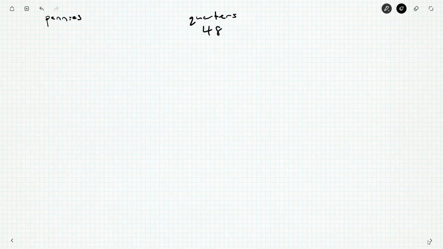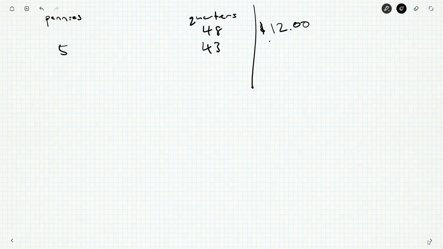And now if we had all 48 in quarters, what would we have for our total? Divided by 4, we'd get $12. That's a lot. And if we take 5 of these and convert them into pennies, we'll have 43 quarters, which I'm going to have to grab my calculator in order to work with, but 43 times 0.25 is 10.75 plus the 0.05 from the pennies. We'd have $10.80.